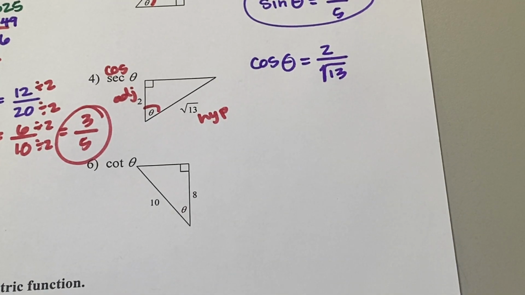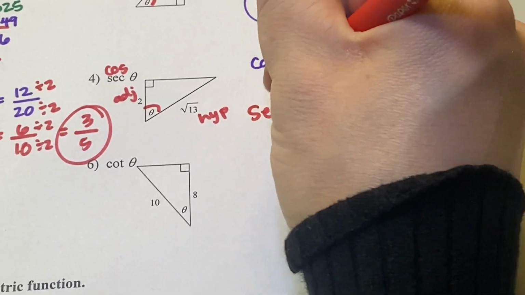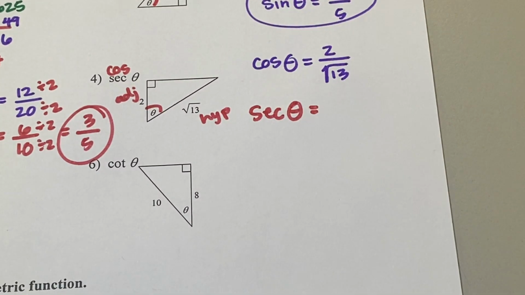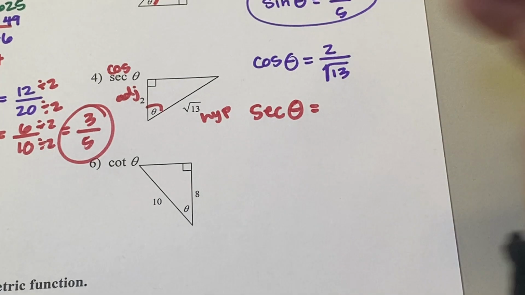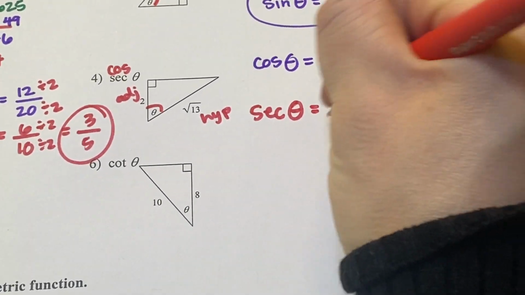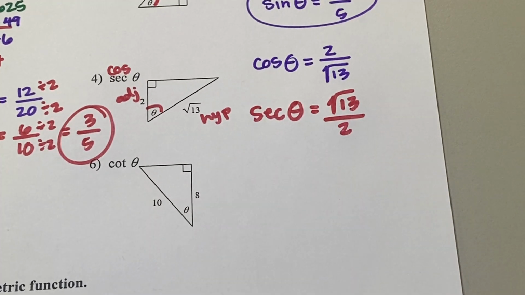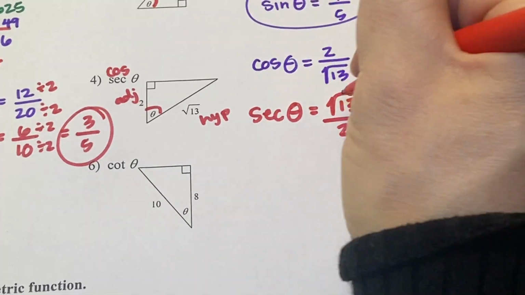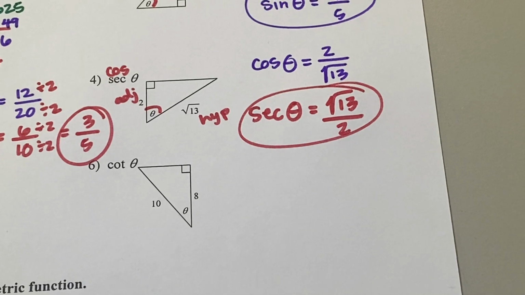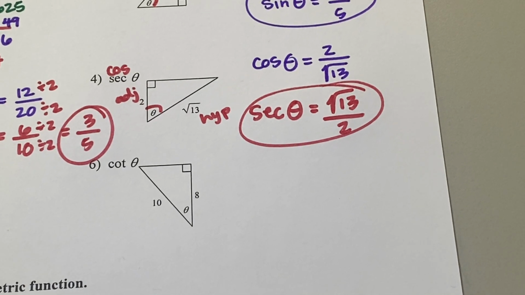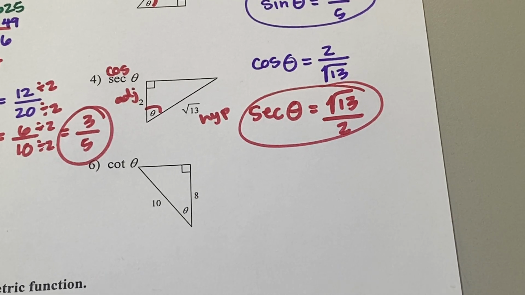So what is secant of theta going to be? Flip it over. Root 13 over 2. You got it. Root 13 over 2. And make sure you do not forget that root 13 on your computer. But there we go, secant of theta. With these ones, you don't have to reduce it, because the square root of 13 is a much different number than 13. Okay? CSC.